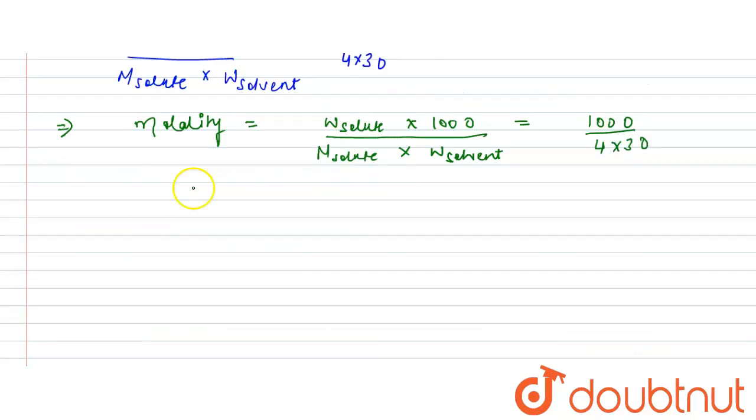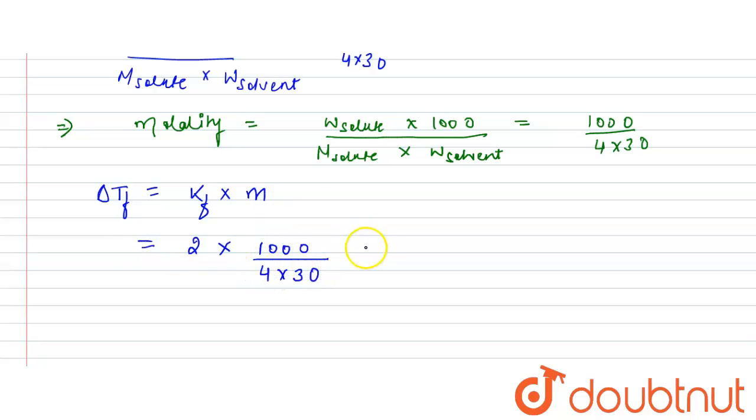Now your aim is to calculate the value of delta TF, that is the depression in freezing point, which is KF into molality. You know the value of KF has come out to be 2, and the molality is 1000 divided by 4 into 30. So from here the value of delta TF will come out to be around 16.67 degrees centigrade. So this is the depression in freezing point.